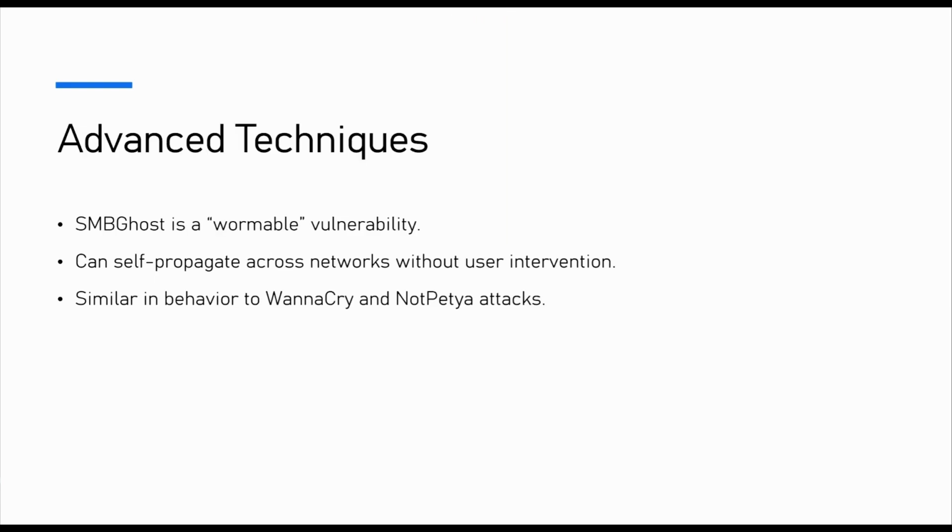Okay, so let's talk about some more advanced techniques and how this is actually used. So SMB Ghost is very wormable. This means it can just propagate across networks with very little user intervention. It's very similar to WannaCry and NotPetya, and that's all I have.